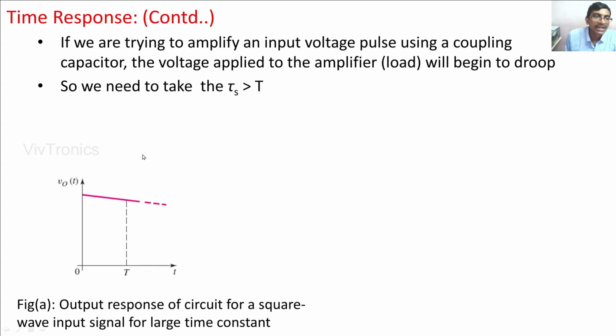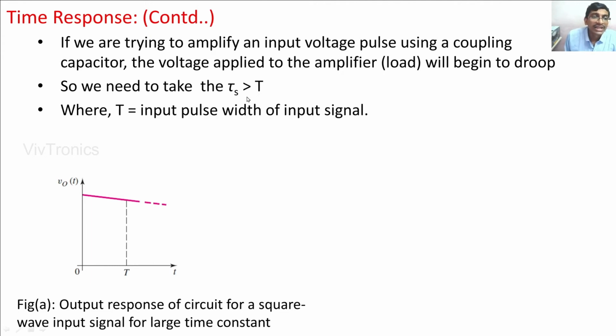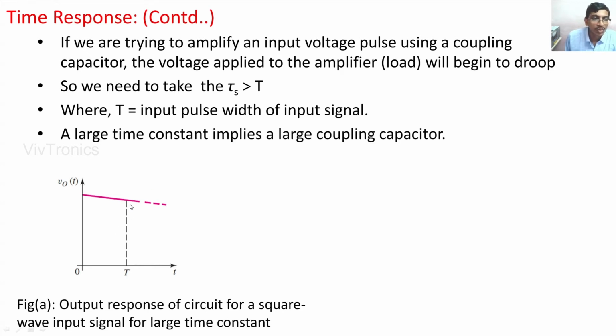In order to eliminate that, we have to take the time constant tau s greater than T, where T is the input pulse width of the input signal. Here 0 to T is the input pulse width. If the time constant is small, we may get more tilt, as a large time constant implies a large coupling capacitor.